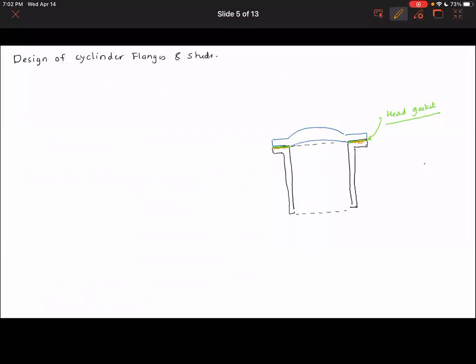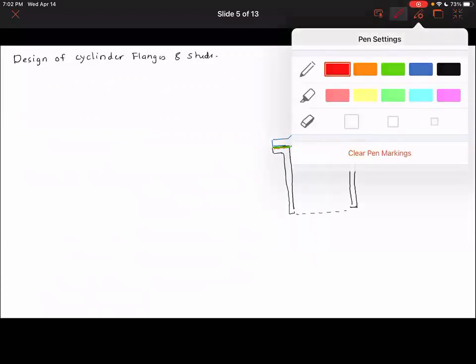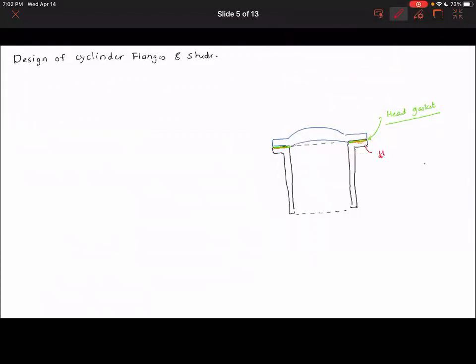But so you have this cylinder flange. So this is the cylinder flange. So this is the flange. And then you're going to have the bolts. You're going to have bolts all around the cylinder. You're going to have bolts that will keep the cylinder head, this is the cylinder head, tightly secured to the cylinder.